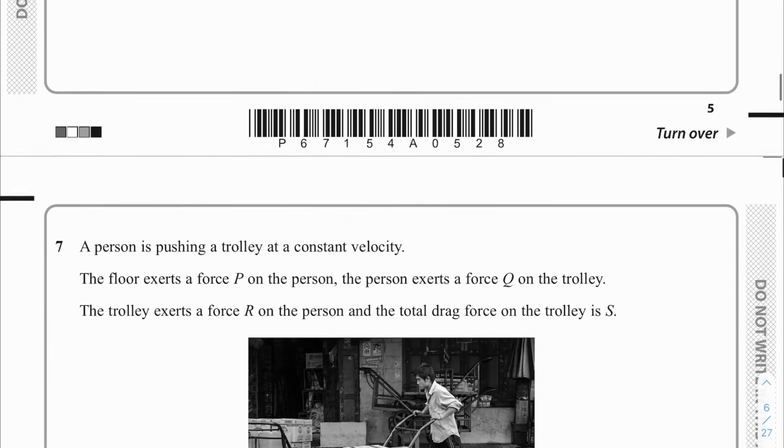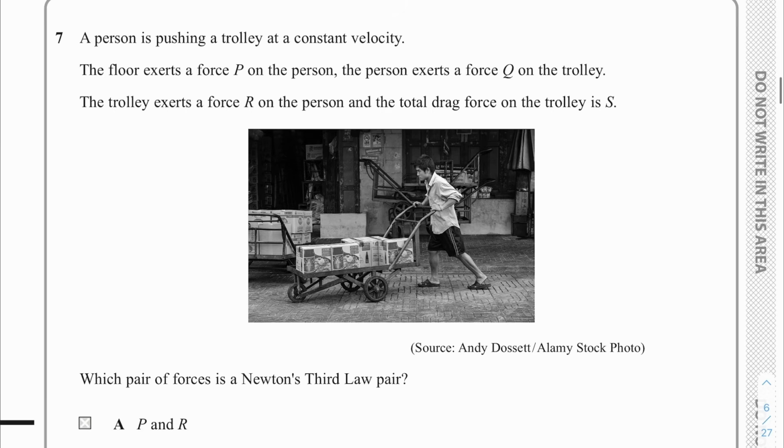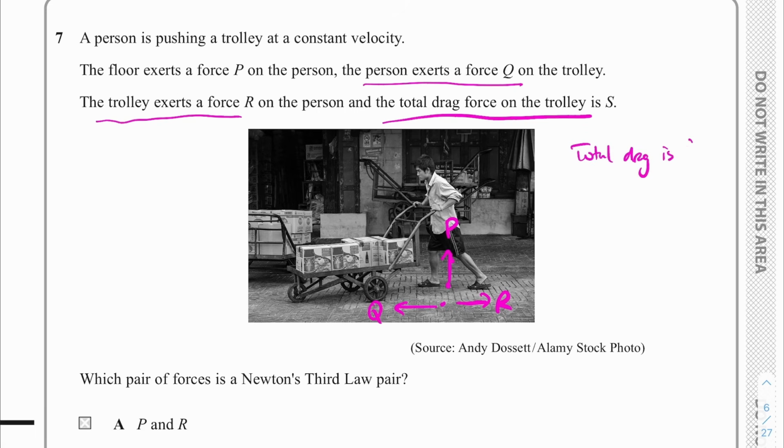So question number 7. A person is pushing a trolley at constant velocity. The floor exerts a force P on the person. The person exerts the force Q on the trolley. And the trolley exerts a force R on the person. And the total drag force is S. Okay, so that's just the question.